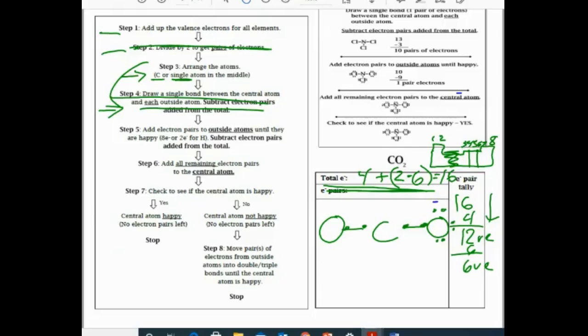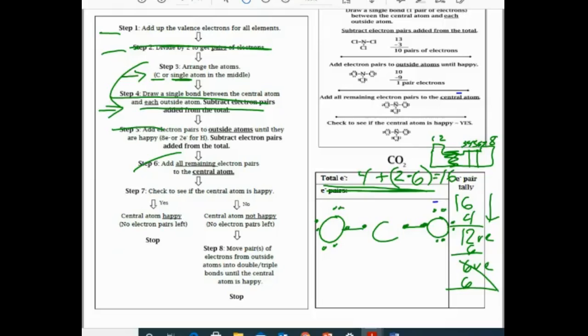I still need to make the other oxygen happy. So it already has 1, 2. Then I get 3, 4, 5, 6, 7, 8. Now that oxygen has 8, I've used my last 6 valence electrons. I'm out of electrons. Okay, I'm out. So then when I go over here, it says add electron pairs to the outside. Did it. Add all remaining electrons to the central. I don't have any remaining, so I don't do that. I don't have anything left. Step 7, check to see if the central atom is happy.